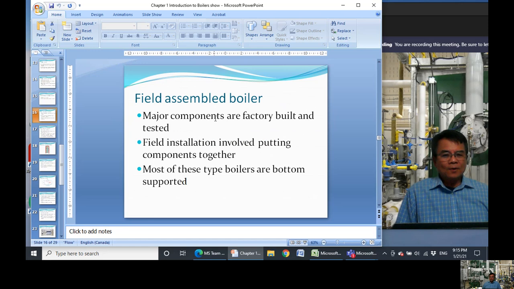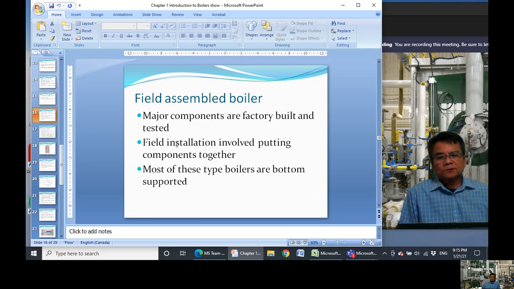Now, for the factory assembled boiler, all the major components are built in the factory already. They can build as much in the factory as possible, and then test it. For example, for the steam drum, you can assemble it, do the welding, weld both heads there, and do the hydrostatic test before you ship it to the site and put it in.